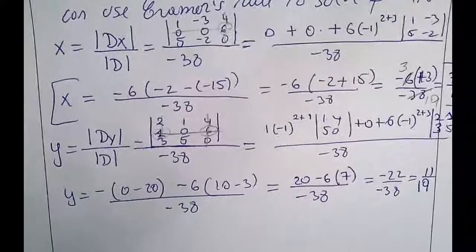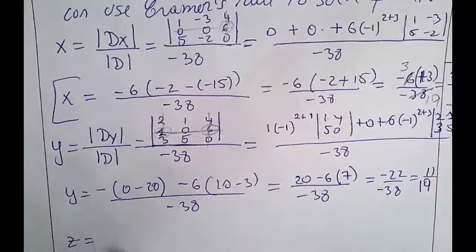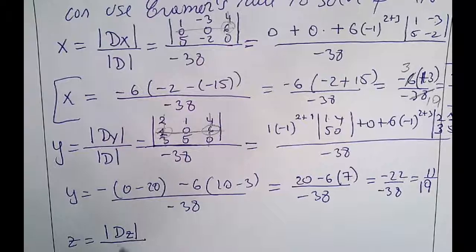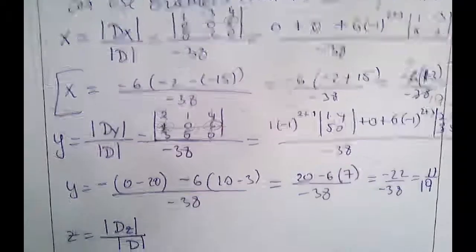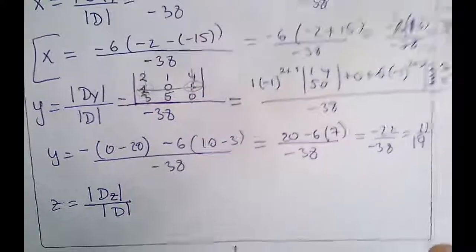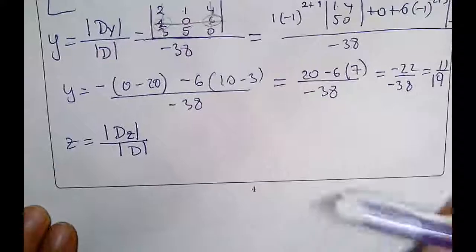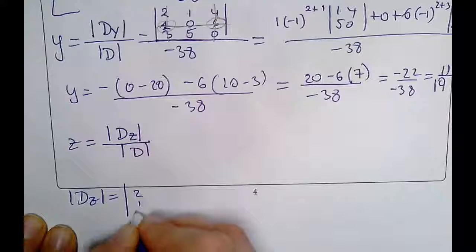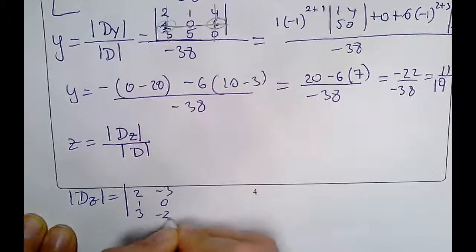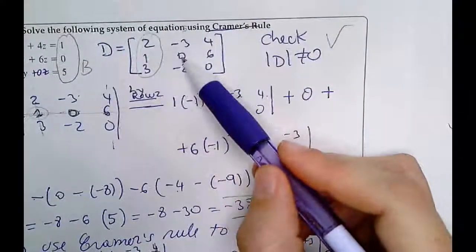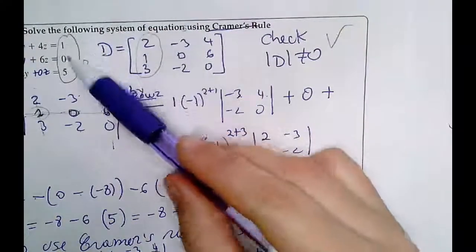So that's y. So finally, let's see what z is. So z is going to be the determinant of the coefficient matrix where we replace column 3 with the constant term column over d. So let's do dz separately. So dz is going to be, the first column stays the same, second column stays the same, and then the 460 is replaced by 105.